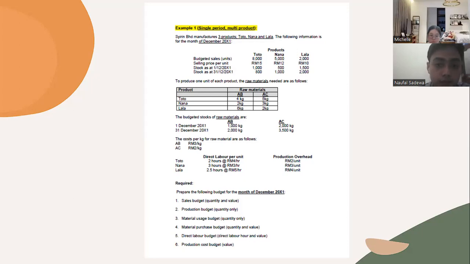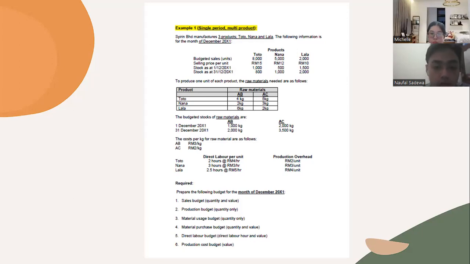And the stock as at 31 December 2021 is Toto 800 units, Nana 1,000 units, and Lala 2,000 units. To produce one unit of each product, the raw materials needed are as follows. For Toto, Nana, and Lala, the raw material is divided into two types, AB and AC. For AB, Toto needs 4 kilograms, Nana 2 kilograms, and Lala 6 kilograms. For AC, Toto needs 5 kilograms, Nana 3 kilograms, and Lala 2 kilograms. The budgeted stock of raw materials: at the beginning of December 2021, AB has 1,000 kilograms and AC has 2,000 kilograms. At the end of December, AB has 2,000 kilograms and AC has 3,500 kilograms.